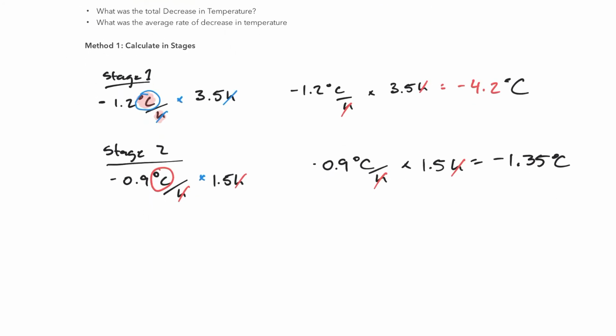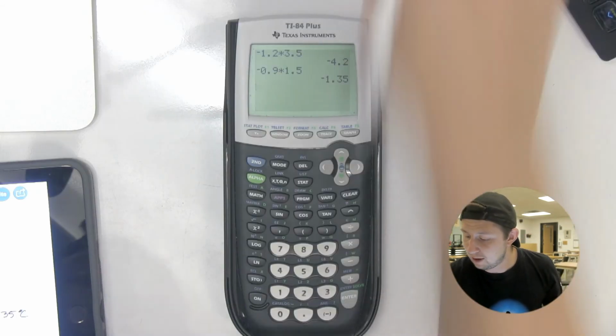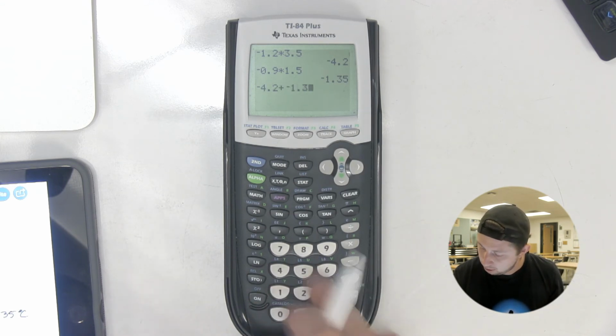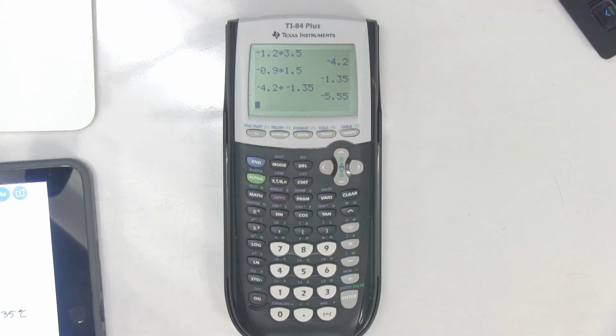So I've got negative 4.2 degrees Celsius plus a negative 1.35 degrees Celsius. Now, if you want to make it clearer, you can put it in brackets. That way you can see that is a negative number there. So I'm going to plug that into my calculator, a negative 4.2 degrees Celsius plus a negative 1.35 degrees Celsius, and we get our answer of negative 5.55 degrees Celsius. So this here is the total temperature drop.